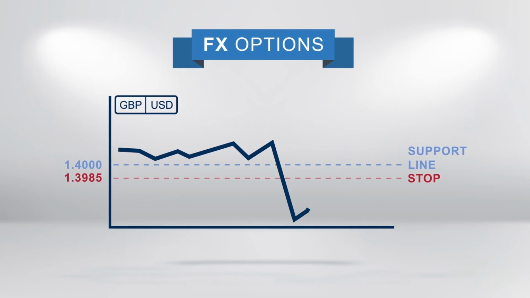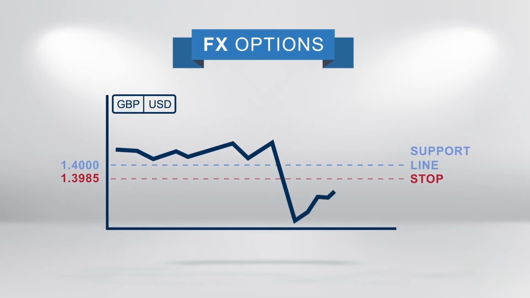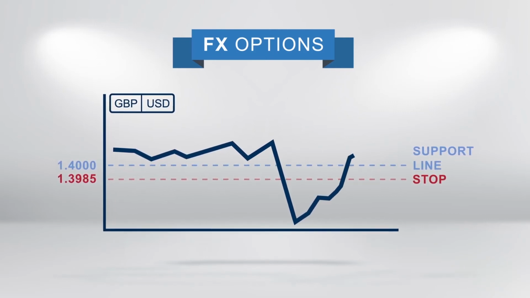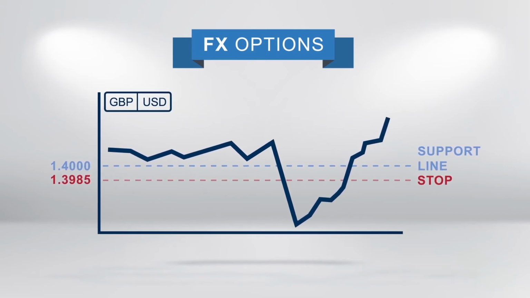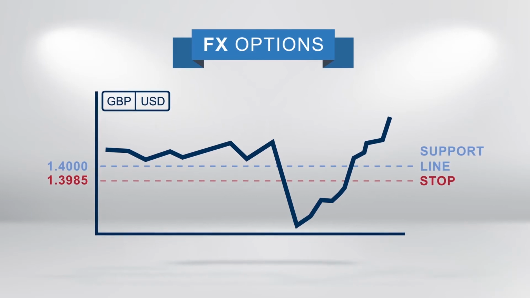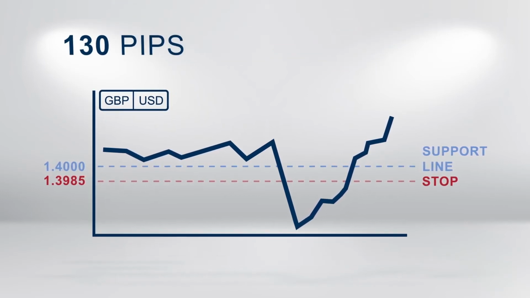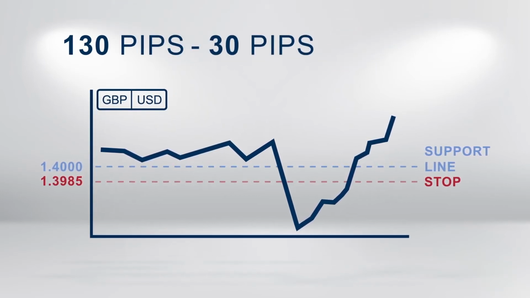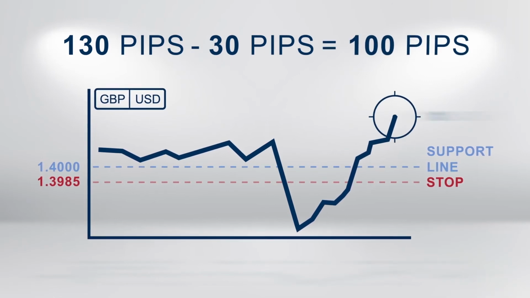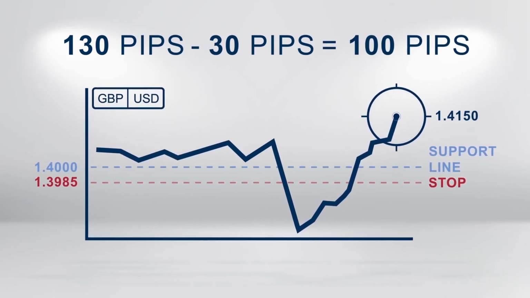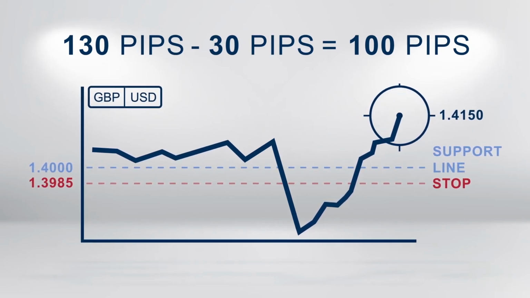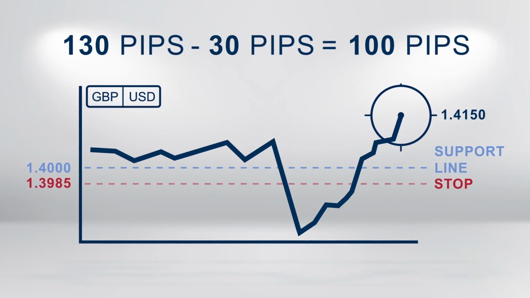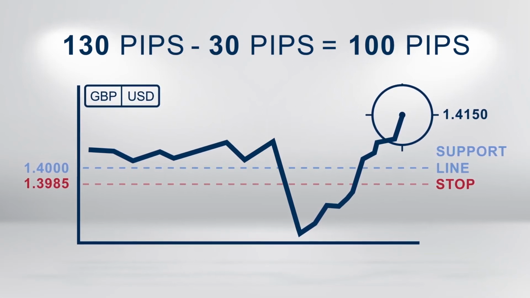Should the market move higher, we can still profit from the spot position. If spot moves all the way to 1.4150, we could earn 130 pips from the option. Minus the 30 pips we paid in premium equals a 100 pip profit. The options will come at a cost, which needs to be added to the maximum potential loss.